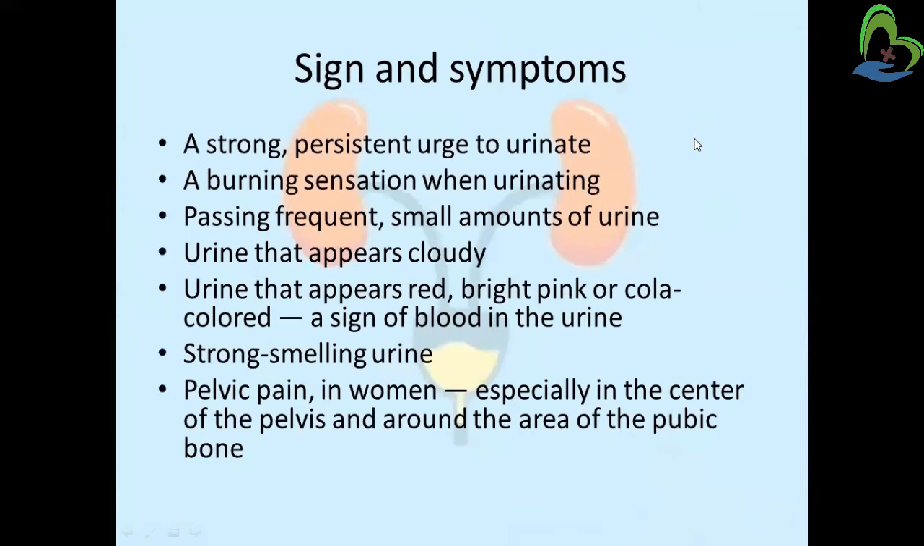Next, signs and symptoms. Which are the signs and symptoms? A strong persistent urge to urinate, and a burning sensation when urinating. The person feels a burning sensation while urinating. Then passing frequent but small amounts of urine, continuously small amounts. Then urine that appears cloudy, and urine that appears red, bright pink or cola colored, a sign of blood in the urine.